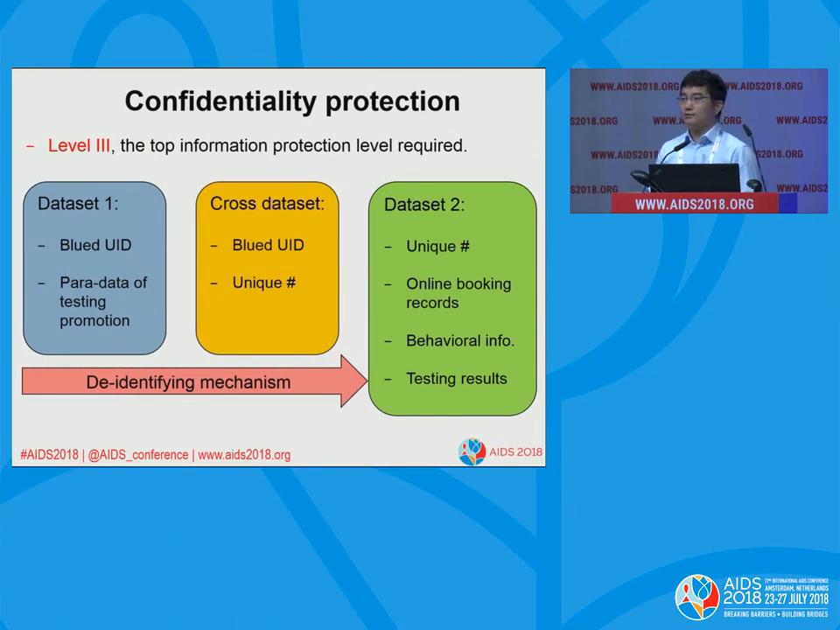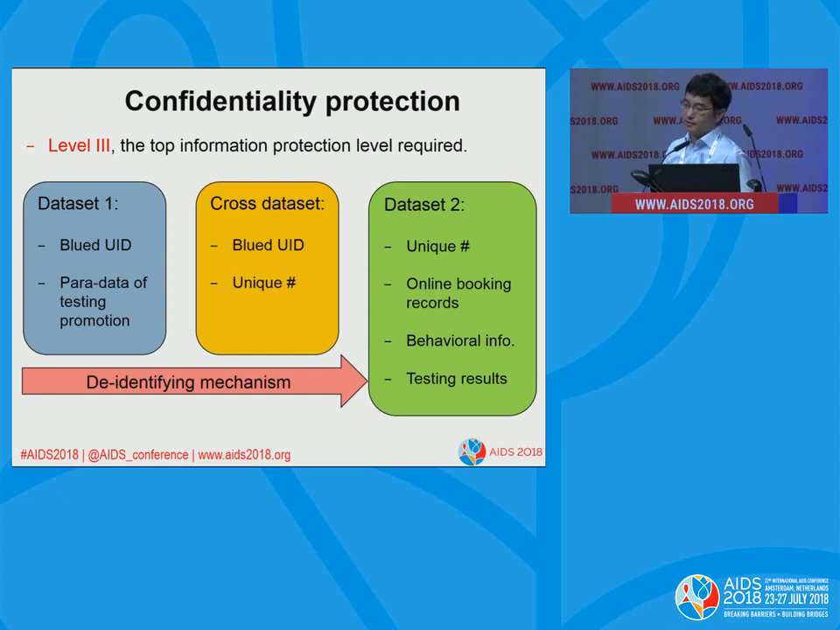Because we are an internet company, we are very cautious about confidentiality protection. We follow the Chinese regulation, the top level, level 3, of the information protection level, as required by the government. We also set up our own de-identifying mechanism for this pilot. We set up a data set which has the Blued UID and some parameters of testing promotion. We also generate a cross data set, which includes only 2 pieces of information: the Blued UID and the unique code.